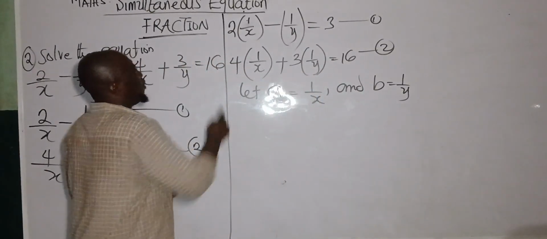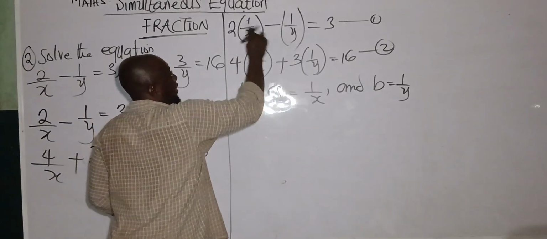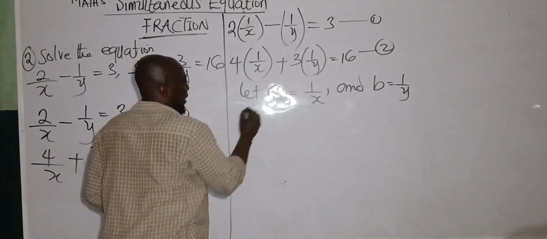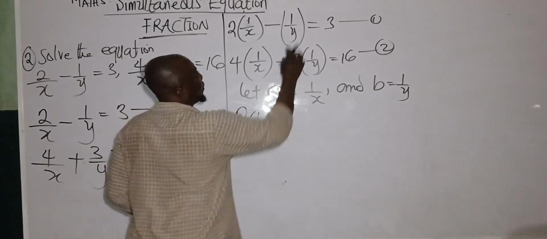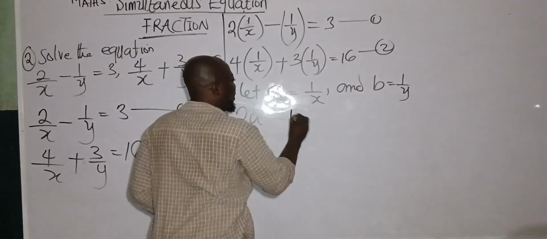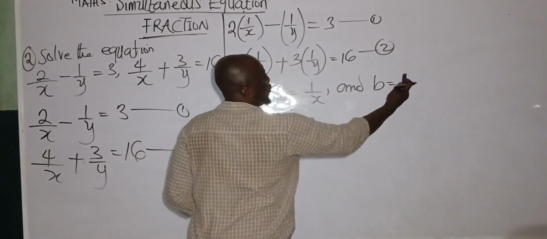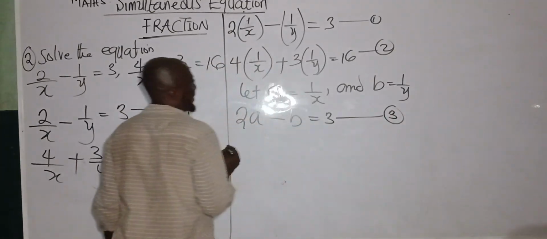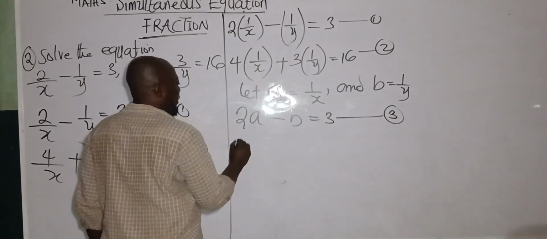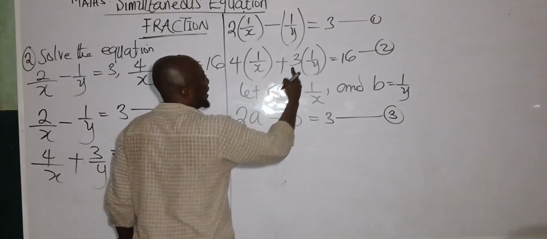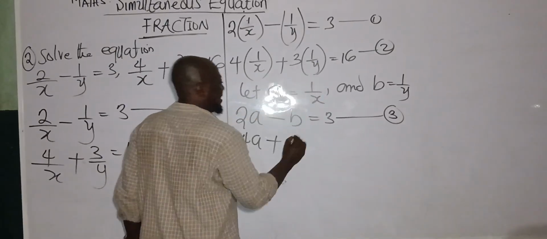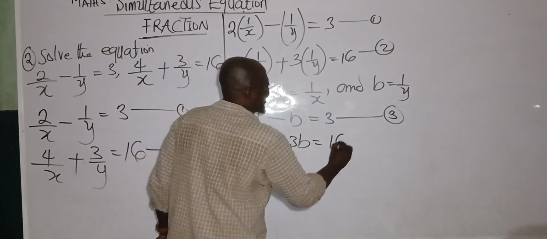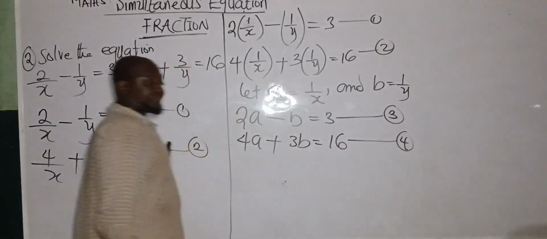That's what it means. So for here, all of this is now a. So 2 times a gives us 2a minus, all this one is b. So I'll just put only b here because we said let b be 1 over y. So everything will give us 3. Here now becomes my equation 3. Same thing as this: all this one now becomes 4a plus b times 3, which gives 3b. That will give me 16 as my equation 4.